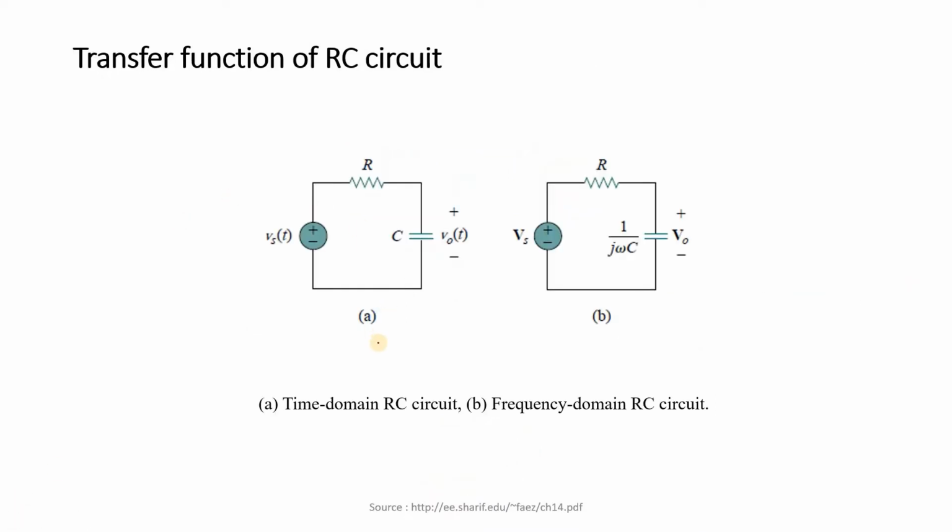Suppose you are asked to find the transfer function of an RC circuit. So this is your RC circuit. As we talked about, two kinds of domains are there. One is time domain, another is frequency domain. When you talk about frequency domain, complexity arises. So instead of C, we are actually writing 1 by j omega C.